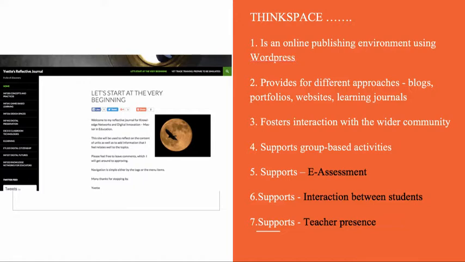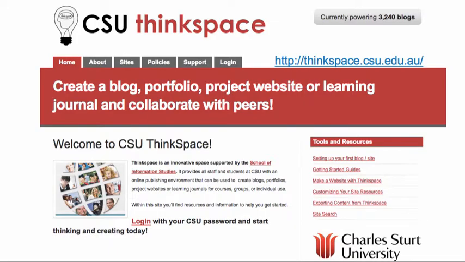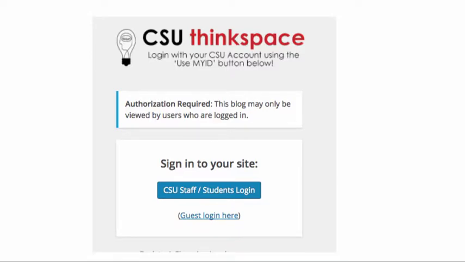It's great for student group-based activities. And for the online learning model, it particularly supports the e-assessment, interaction between students and teacher presence elements. This is the website when you log into thinkspace.csu.edu.au. You can see we've got over 3,000 of these portfolio spaces now and growing. It's a single sign-on, so you don't need to worry about passwords or anything. You sign on with your CSU login as usual, which makes it really easy.